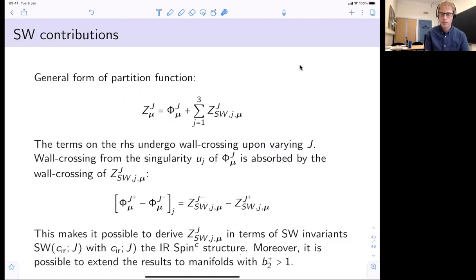Okay, so we get the following formula: if we cross a wall, going from J plus to J minus, then the change due to the singularity j should be opposite to the change we get from the Seiberg-Witten invariance.